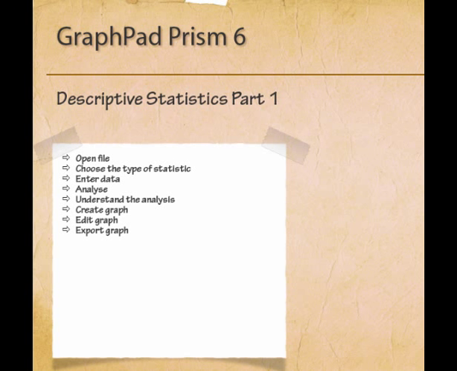So let's review what we have learned in this tutorial. In this tutorial, we first of all looked at how we open a GraphPad file and how we choose what type of statistics test we are going to do, so that the browser that opens guides us to enter the data in the way that we should enter for the test to be done. We entered the data, we analyzed the data, we understood the output of the analysis, we created a graph, we then edited the graph, and then we exported the graph into TIFF format.